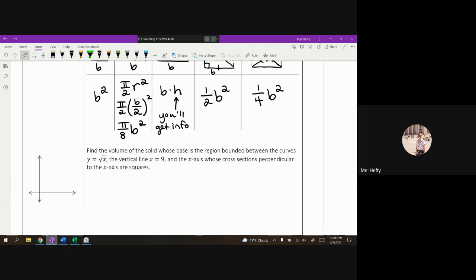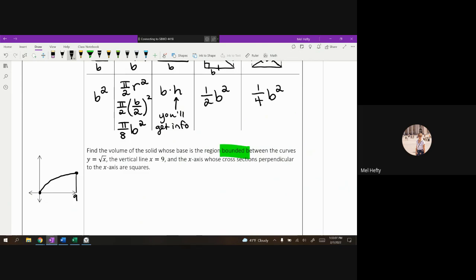These questions are pretty straightforward as far as what you're going to do. So we want to find the volume of the solid whose base is this region. Notice the word again, bounded. We're talking about surrounded by these curves. So you're thinking of these curves like a fence. The square root of x looks like this guy. And I'm going to drop a vertical at the vertical line x equals 9.